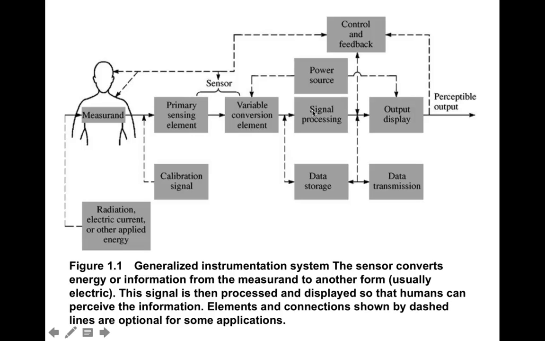From there is some signal processing that has to be done. This is often the use of an amplifier. Sometimes it's the use of various filters to get rid of noise or other components that you don't want in your signal, or any number of other things that can be present in your signal processing. And then from that point, once the signal is processed, it's sent to an output display. And that's got to be some kind of perceptible output.